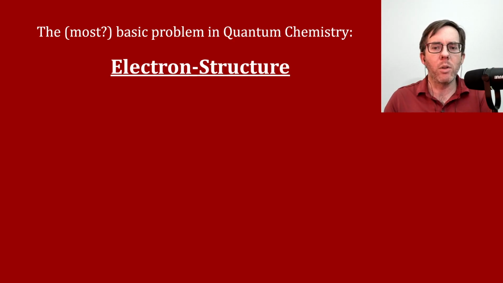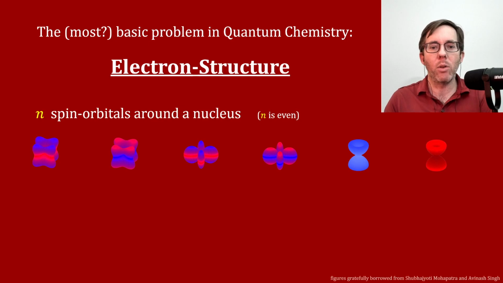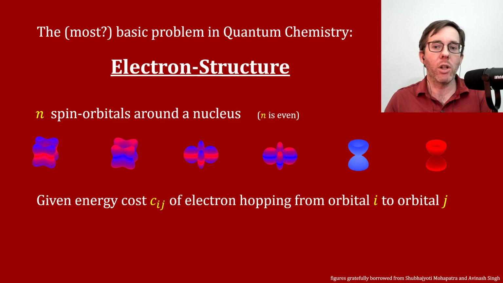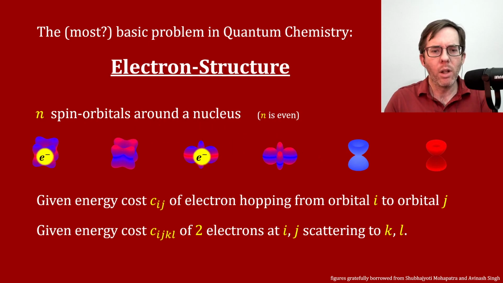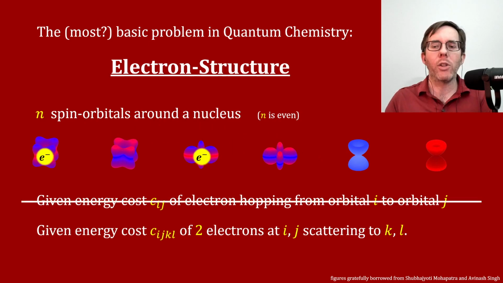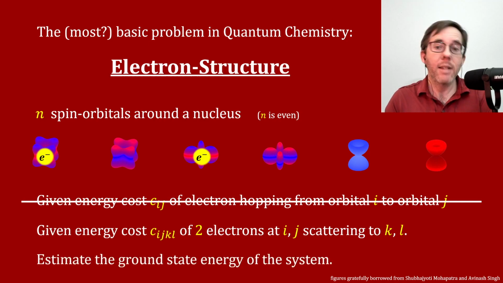Let's say we're modeling a molecule with some electrons that can be in n different spin orbitals. There may be some energy cost, C sub ij, for an electron hopping from orbital i to orbital j. But things don't get very interesting until you model interactions between two electrons. So we also assume that there's an energy cost, C sub ijkl, for two electrons at orbitals i and j scattering and ending up at k and l. Okay, just to keep it simple, I'm going to eliminate worrying about the one electron costs, as these are not too hard to handle. So given these costs, the task is to estimate the ground state energy of the system.